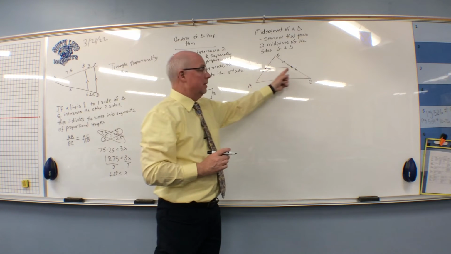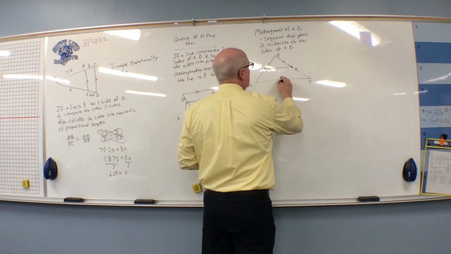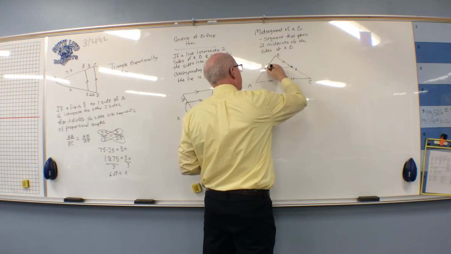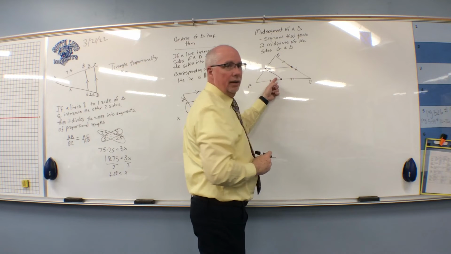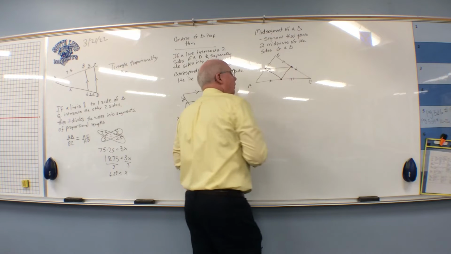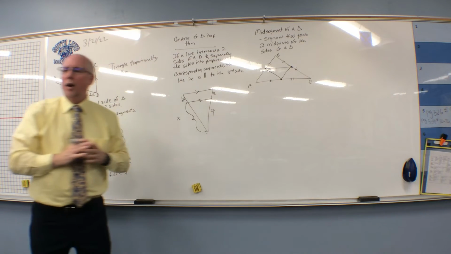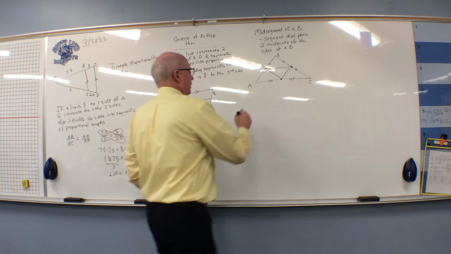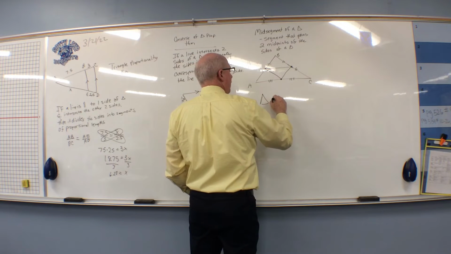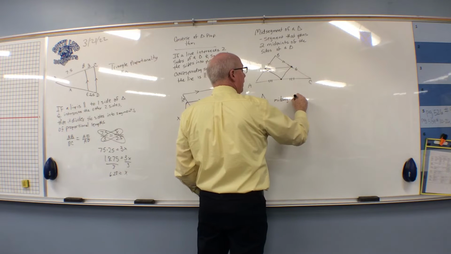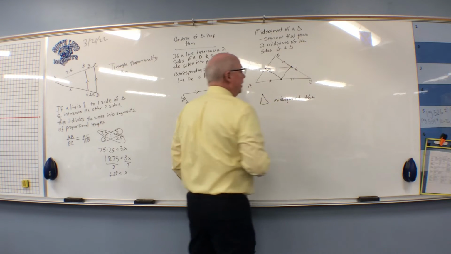Now, here's one mid-segment. But if I find the middle of this one to be here, this is the midpoint, and I connect that one, this one is also called a mid-segment. And then if I connect these two, that one's called a mid-segment. So every triangle has 3 mid-segments. Okay? And we have the triangle mid-segment theorem. There's something special about these. And here it is.